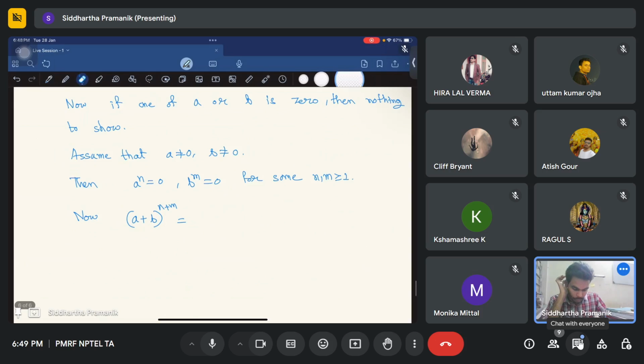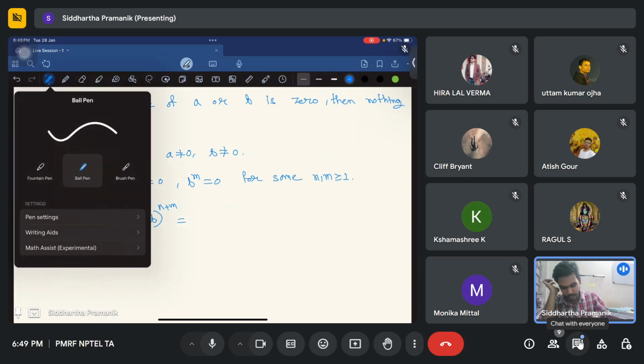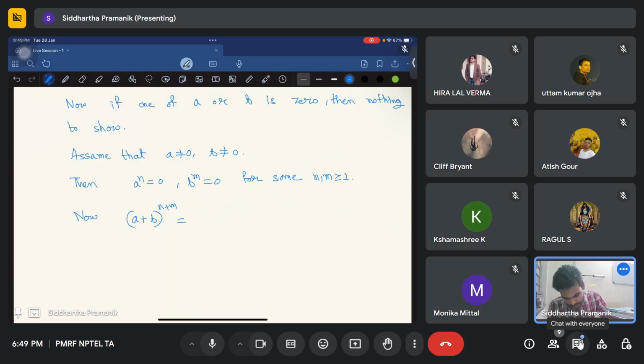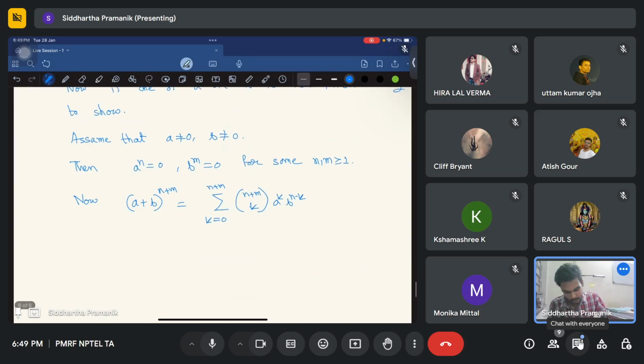Okay, so we are in a commutative ring. In that case, this element will look like the summation k equals 0 to n plus m of (n plus m choose k) a power k, b power n minus k. So this is the usual binomial formula, and it holds in commutative rings.